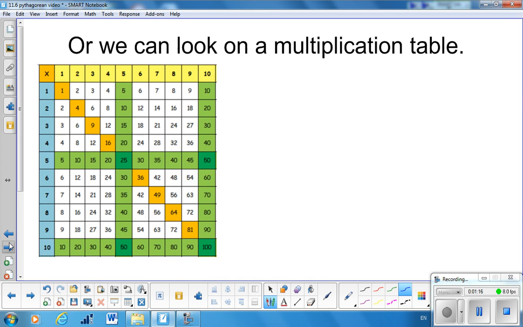The other way that we can find or make a list of perfect squares is to look at a multiplication table. If we look at a multiplication table, our perfect squares will be found along this diagonal. The reason that perfect squares are found along the diagonal is because that's where squaring our numbers comes from. If we do 2 times 2, we get 4. We can look at 5 times 5, and we end up with the perfect square, 25.